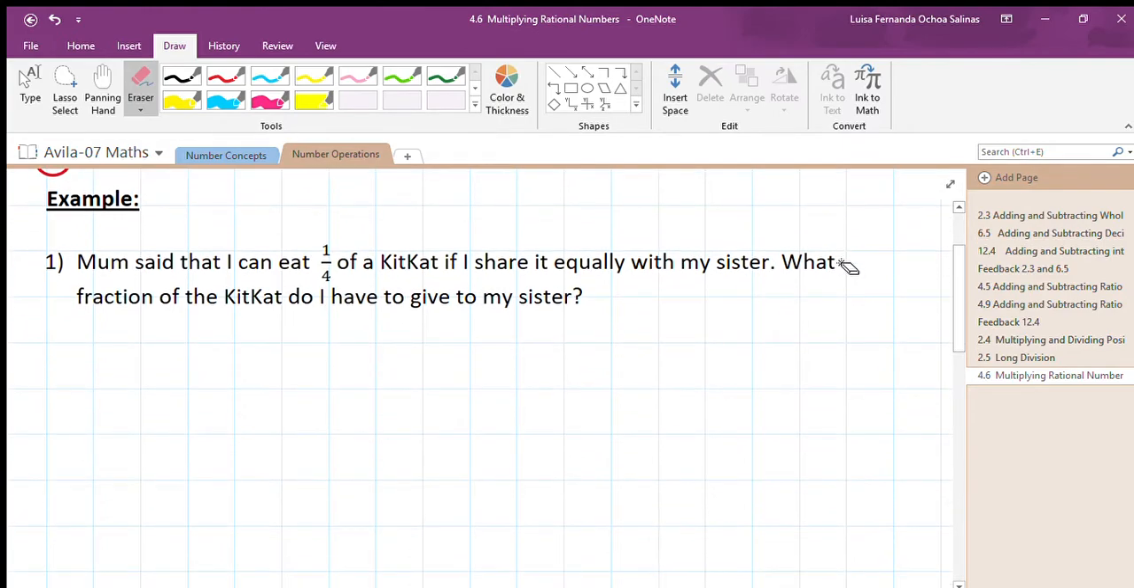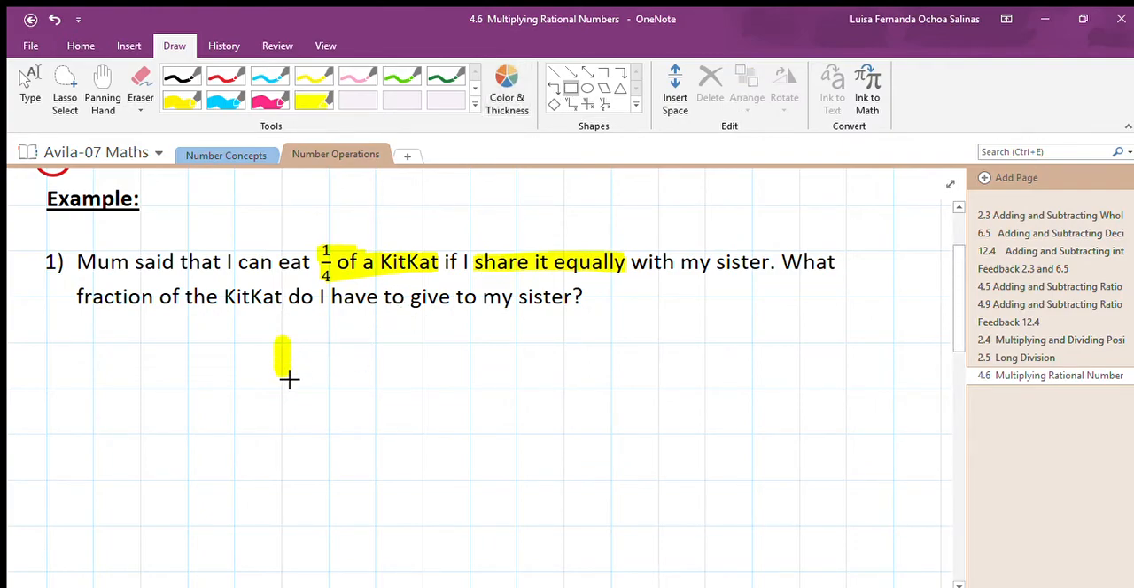It says, Mom said that I can eat 1/4 of a Kit Kat if I share it equally with my sister. What fraction of the Kit Kat do I have to give to my sister? So first thing that we're going to do is highlight some things here. The first thing that I want you to highlight is this bit here, is 1/4 of a Kit Kat. And then I have to share it equally. Okay, good. Now, I'm going to draw a diagram.